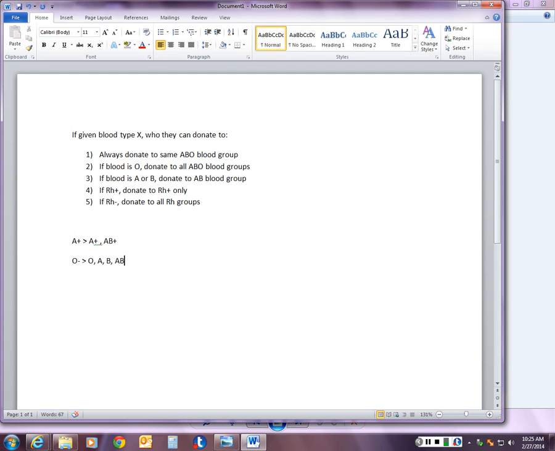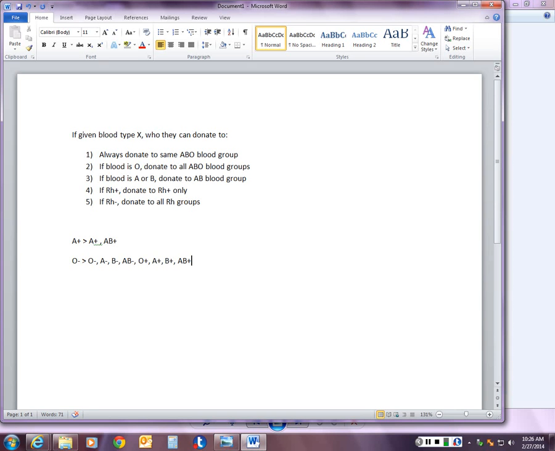We go to rule 5, which applies to people who are Rh negative, and it says that if the blood is Rh negative, donate it to all Rh groups. So that means we could be giving O negative blood to individuals who are O negative, A negative, B negative, AB negative, and we also have to include all the positive versions of those blood types as well. That would complete the list of people that a person who is O negative could donate to.